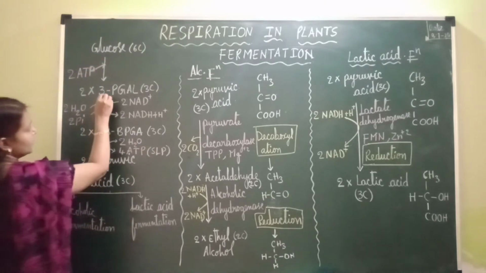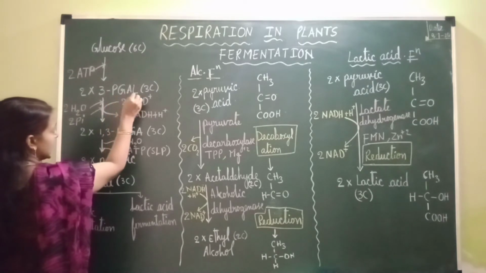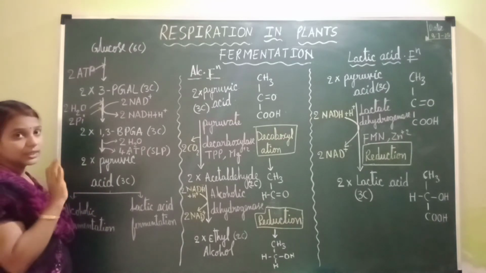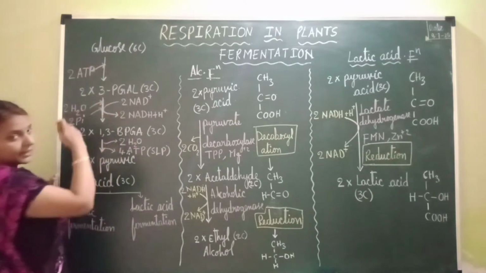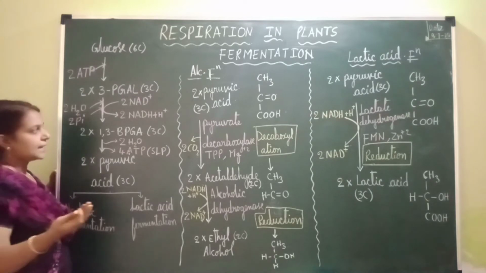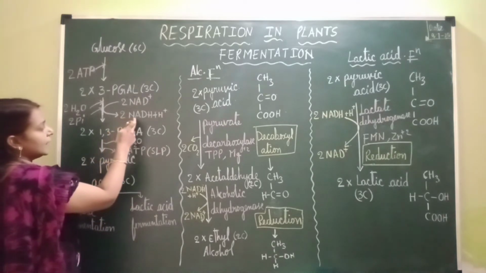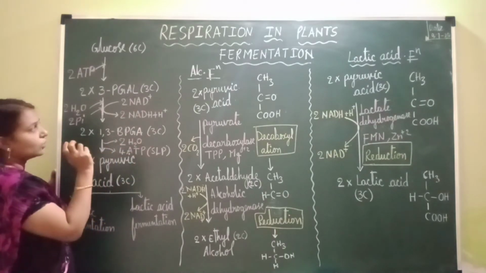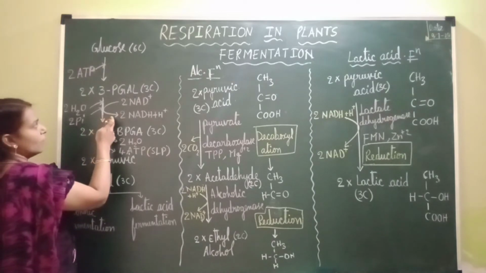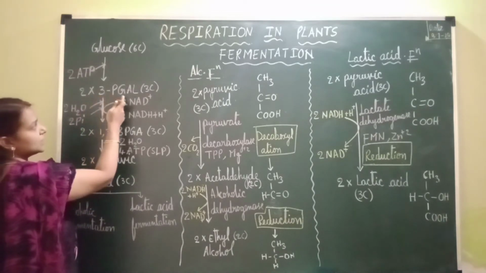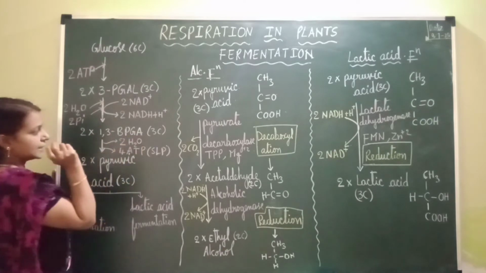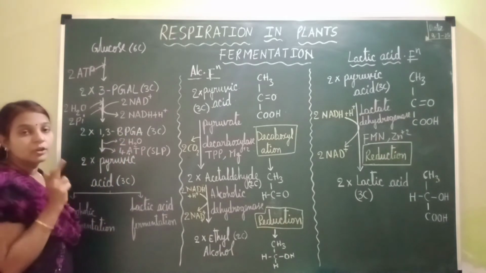Now, these two molecules of 3-PGAL, 3-phosphoglyceraldehyde, which are formed by the end of the energy consuming phase of glycolysis, enter into the second phase, that is the energy releasing phase. In this energy releasing phase, it releases energy in the form of NADH2 and ATP. So let's see where NADH2 is formed and where ATP is formed. NADH2 is formed during the conversion of two molecules of 3-PGAL into two molecules of 1,3-bis-phosphoglyceric acid. What is this step? Sixth step, that is oxidative phosphorylation.